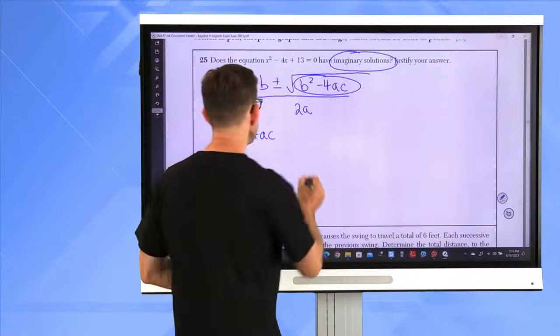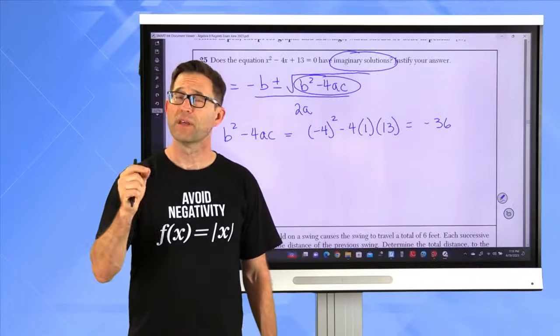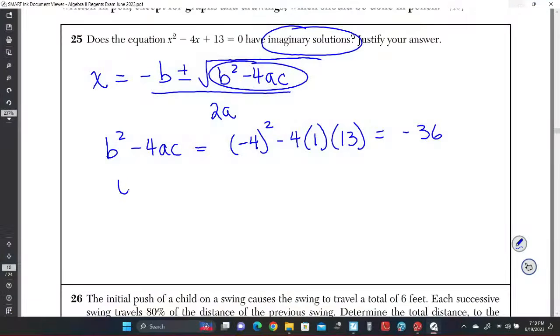So let's take a look. B squared will be negative 4 squared minus 4 times 1 times 13. And when I work all of that out, what I find is that the discriminant is equal to negative 36. And because the discriminant is negative, we will have imaginary roots. Yes, because the discriminant is negative.